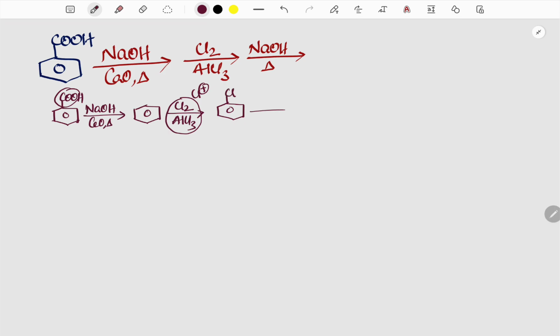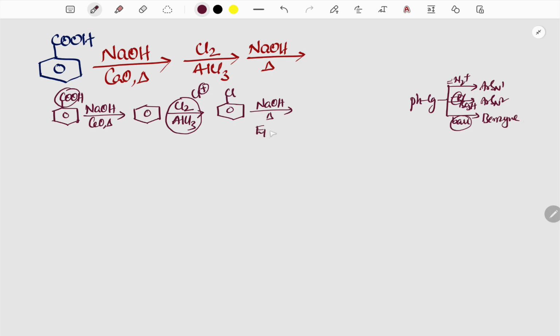Chlorobenzene. When chlorobenzene is treated with NaOH and heat, again it is a benzene having a leaving group. So three mechanisms are possible. First one, if the leaving group is N2 plus, then SNAr. If a minus R group is present or an SO3H group is present, then SNAr. If both are not present and a base is given, then the benzyne mechanism.